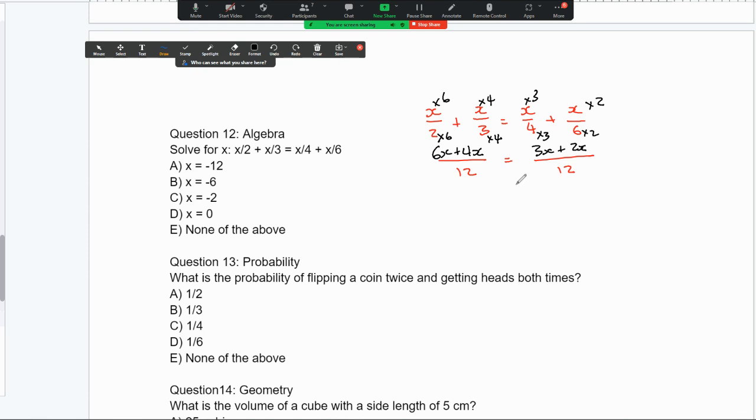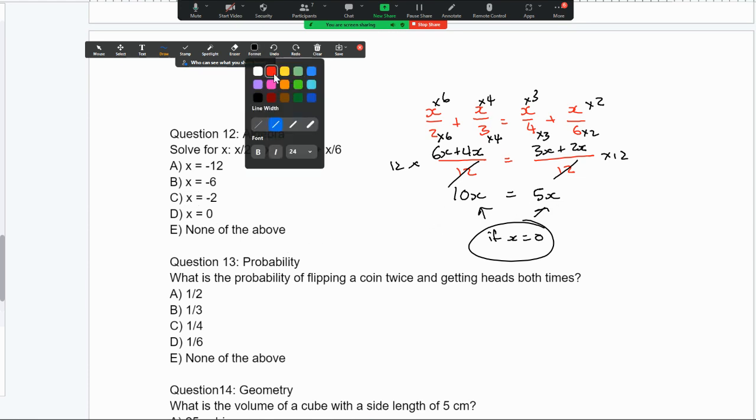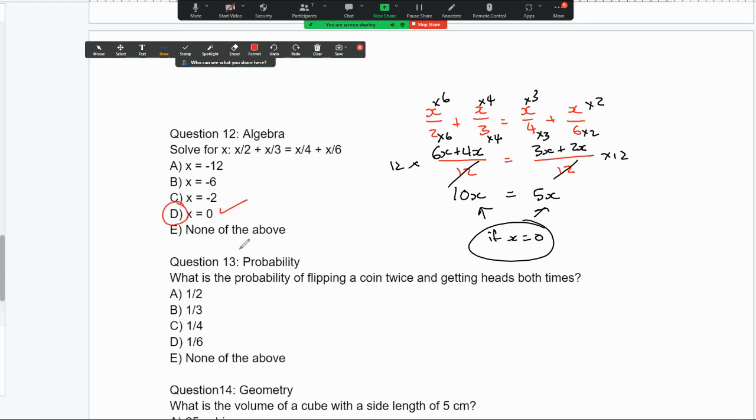Am I getting anywhere? I don't know. Let's check. 6 plus 4, 10x. 3 plus 2, 5x. Either way, 12 can cancel out if we multiply by 12 on both sides. But the only way these two are going to be equal is if x is equal to 0. If x is any other number, it won't work. So the answer here is just 0.